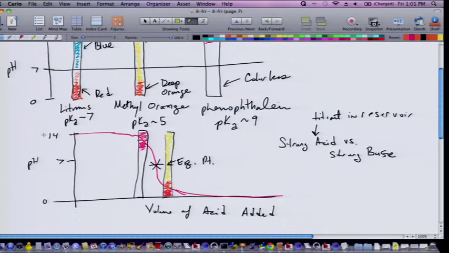So this is where I had to stop last time, but the next two cases are going to be strong acid versus weak base, and weak acid versus strong base, and that's where you really have to be thinking about which indicator to use. Okay.